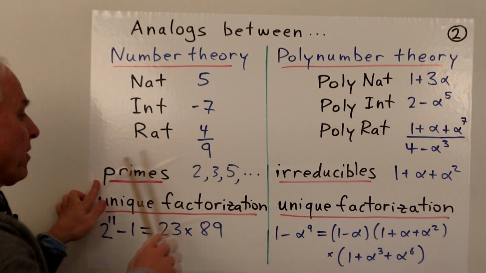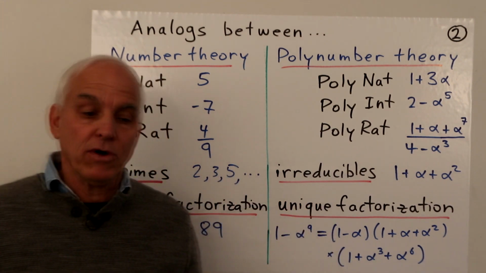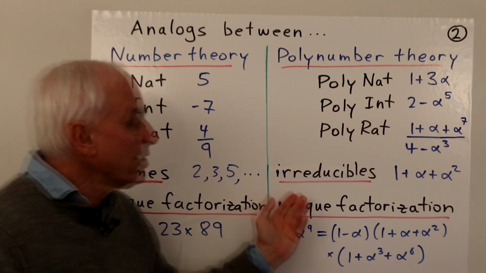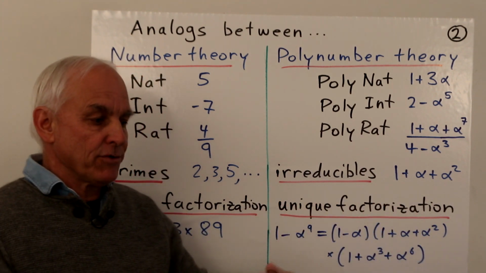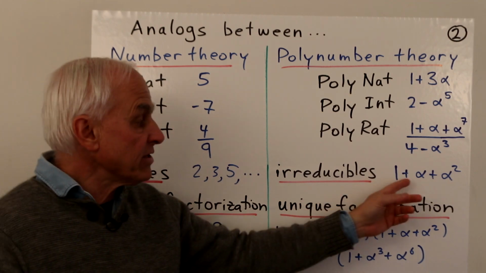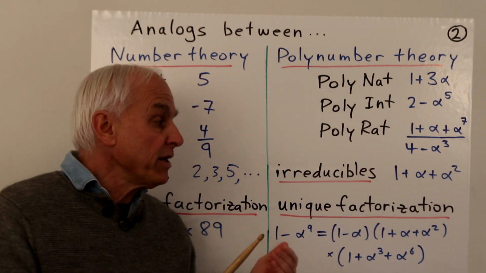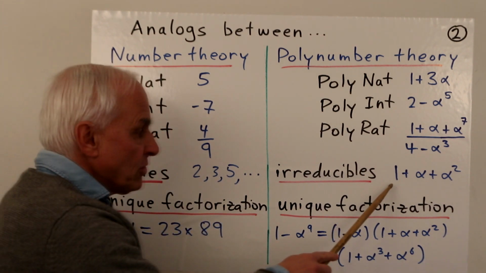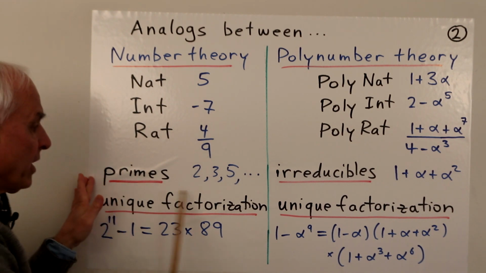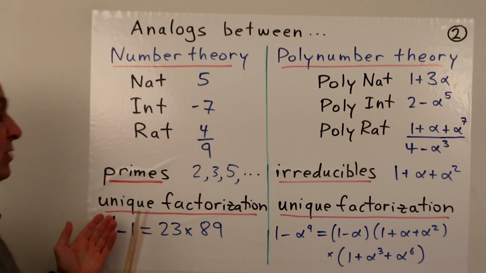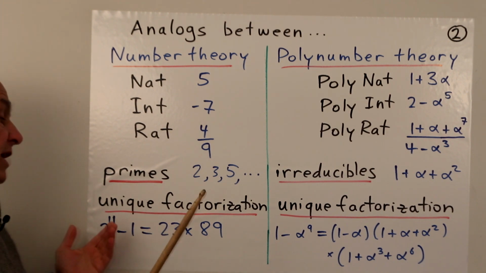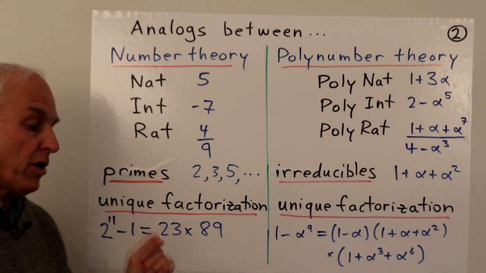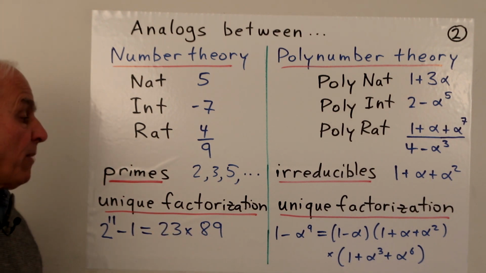Now, in ordinary number theory, the prime numbers, 2, 3, 5, 7, etc., play a very major role. And correspondingly, in polynumber theory, the irreducible polynumbers are sort of corresponding. For example, 1 plus alpha squared. That polynumber cannot be expressed as a product of polynumbers of lesser degree. It's irreducible. So, for example, one of the important applications of prime numbers is unique factorization. If you have some number, say like 2 to the 11th minus 1, that can be factored into a product of prime factors. In this case, 23 times 89.